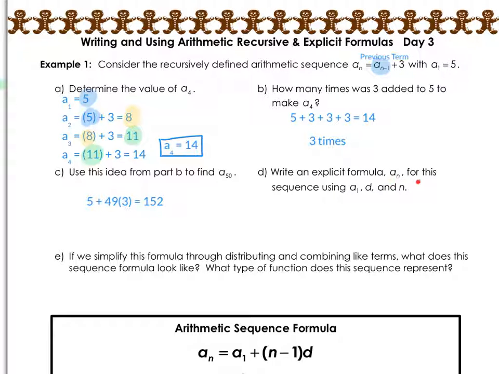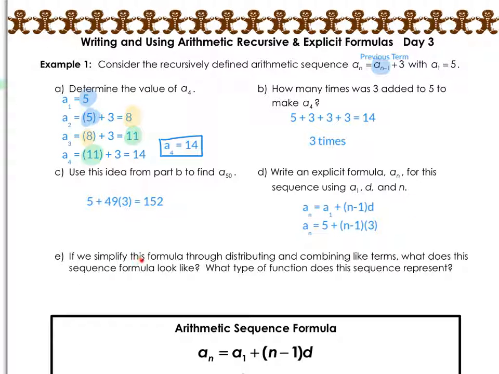So we need to write an explicit formula a sub n for this sequence using a sub 1, d, and n. So our explicit formula would be a sub n equals a sub 1, the first term, plus n minus 1 times the d, the common difference, and then I just solved for this specific example, starting with 5 and the common difference of 3.